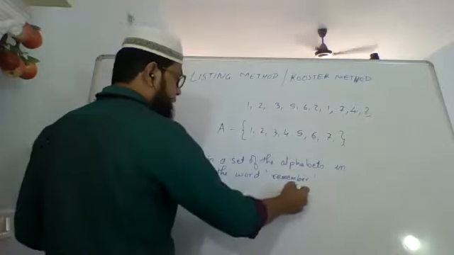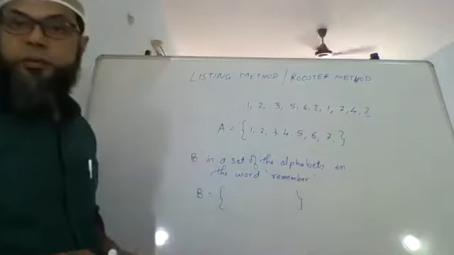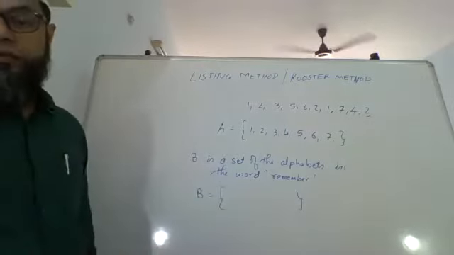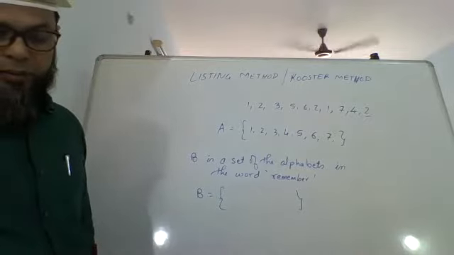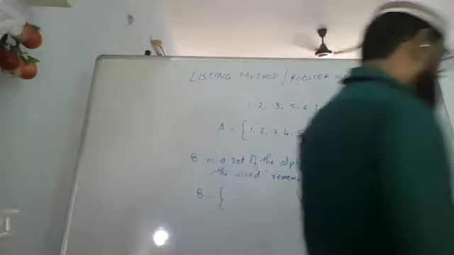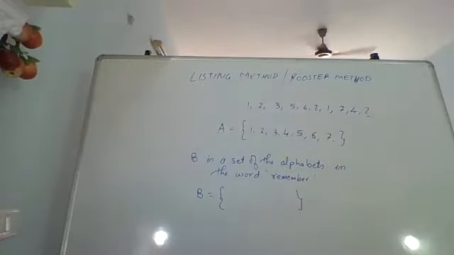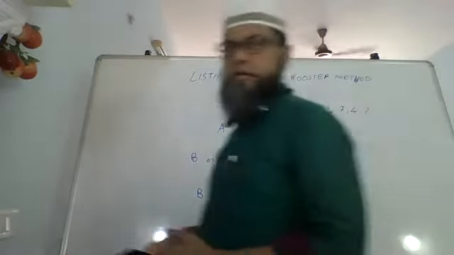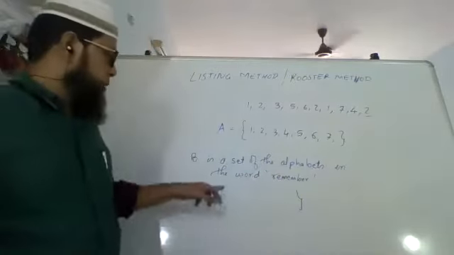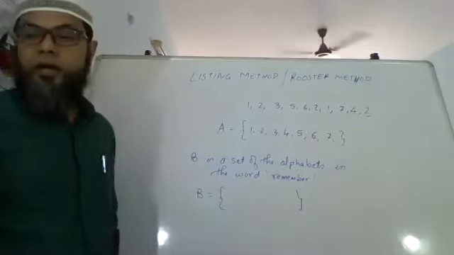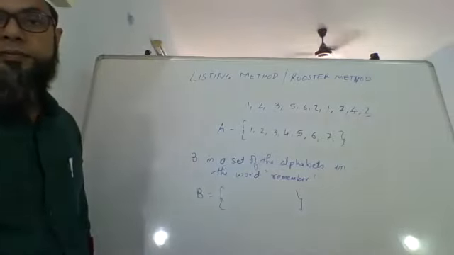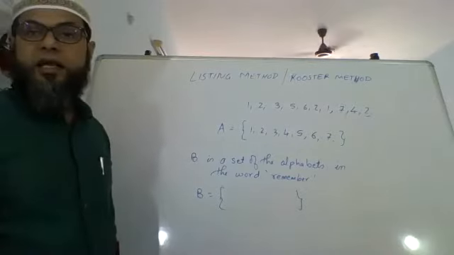Now you all write the elements in this. Let's see if you all can do this. B is a set of alphabets in the word remember. So let's see what it is. Let's see if you all can do it. Please write. Write B. Then what are the alphabets in the word remember? That is what you are going to write. Okay, write the letters that are there in remember.